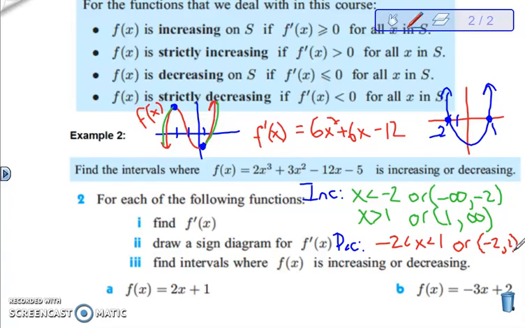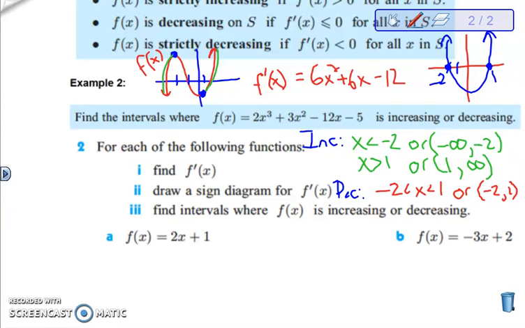All right, so do the same thing for the next couple of examples. Draw your graphs. Figure out where the derivative is positive and negative, and use that to determine whether or not your functions are increasing or decreasing.